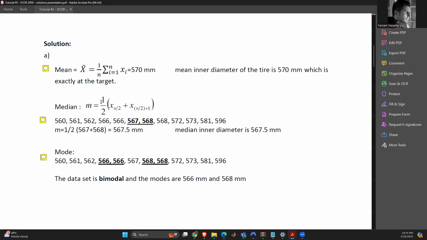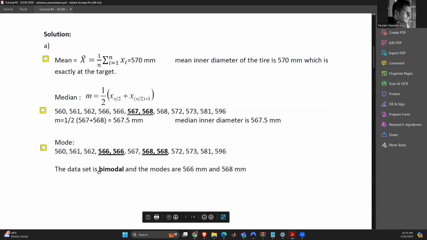And now remember, for the mean, we really don't care whether the data is arranged in a particular manner. For median and mode, you need to put the data in either ascending or descending order. Ascending order is normally better because it just makes more sense. And that would be it for this part.